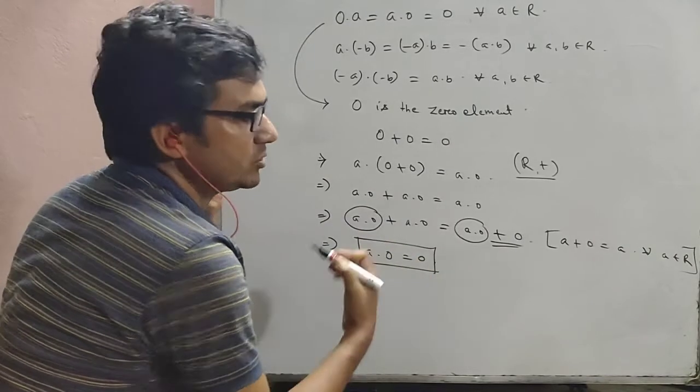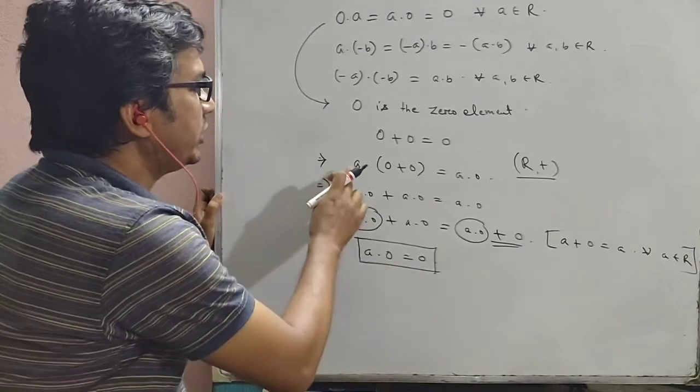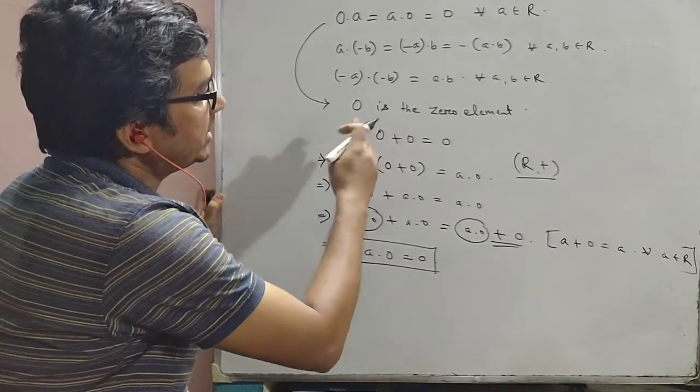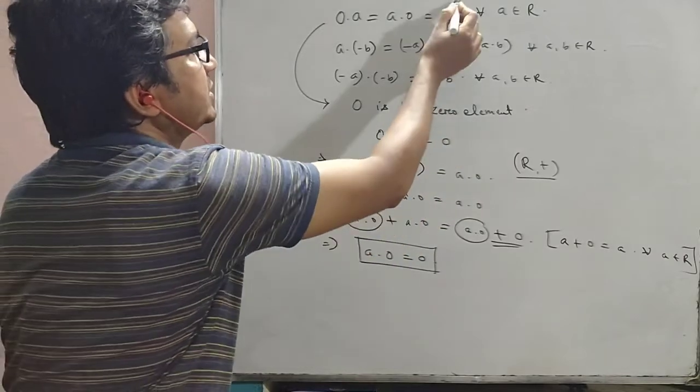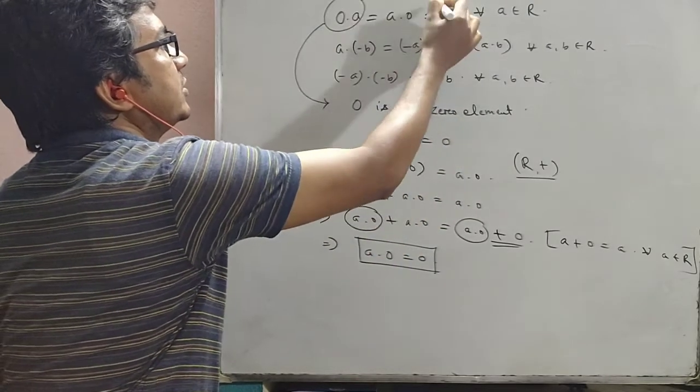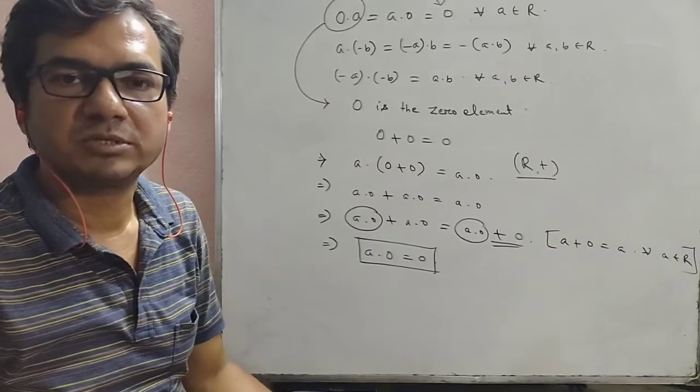This is the proof. If we multiply a from the right, then we get this part, and a similar process.